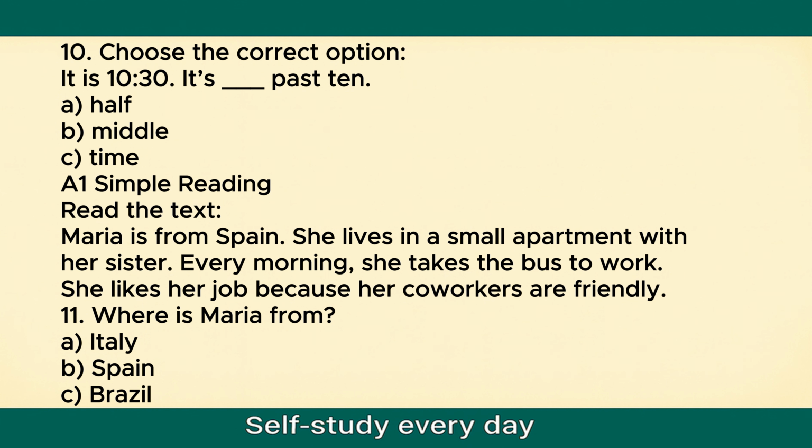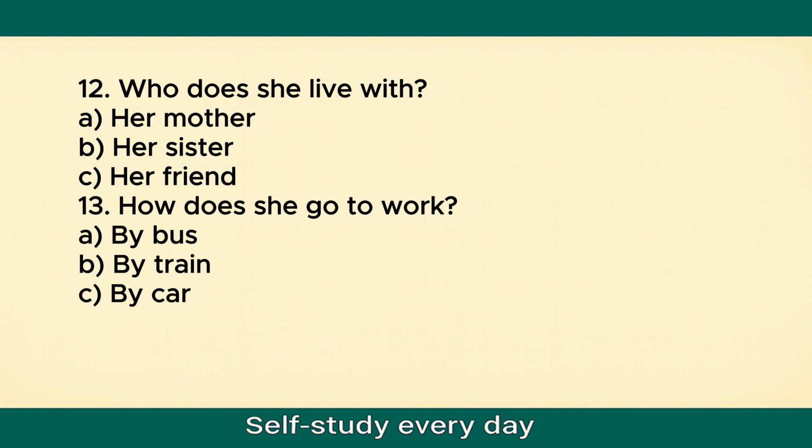11. Where is Maria from? A. Italy. B. Spain. C. Brazil. 12. Who does she live with? A. Her mother. B. Her sister. C. Her friend. 13. How does she go to work?